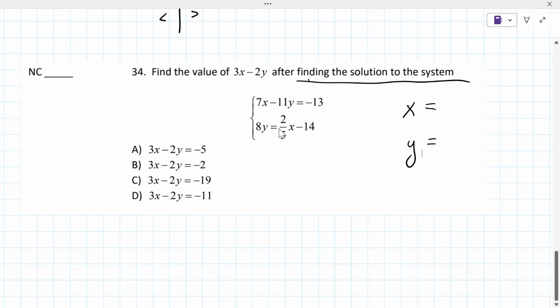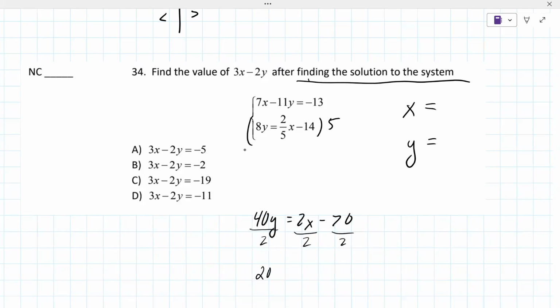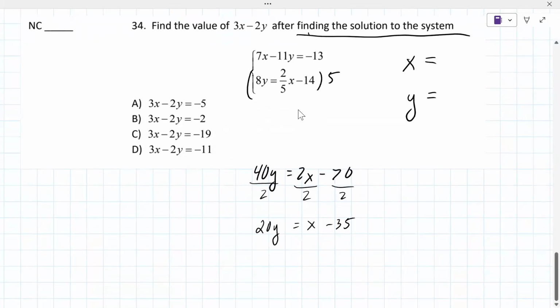If you put it in standard form, if you clear the fraction and move the x term left, if you multiply everything by 5, you get 40y equals 2x minus 70. Then if you divide everything by 2, which you might not know to do but you do kind of want to reduce, it becomes 20y equals x minus 35. You might say, let me solve that for x and put that in the other equation. There are a lot of ways to go here, or you could move this to the other side and use elimination.